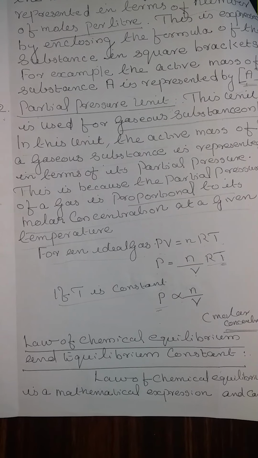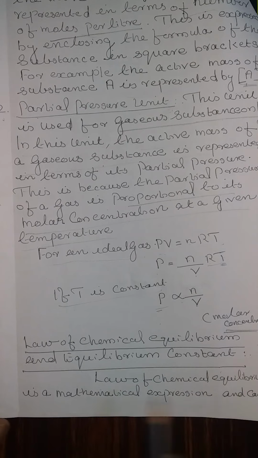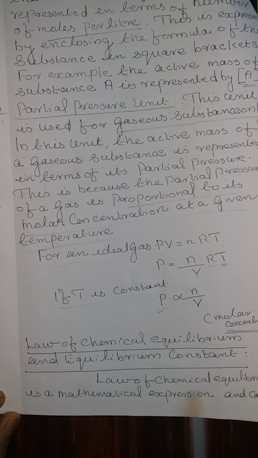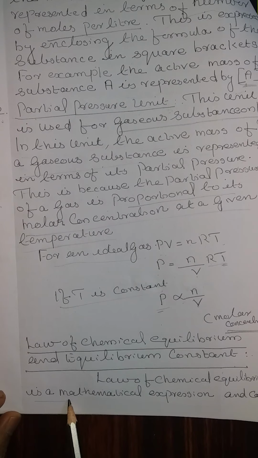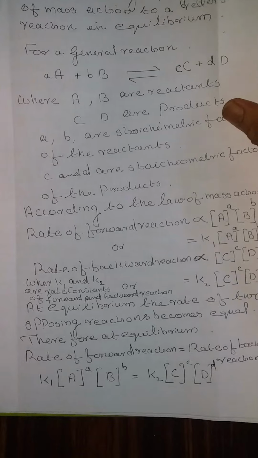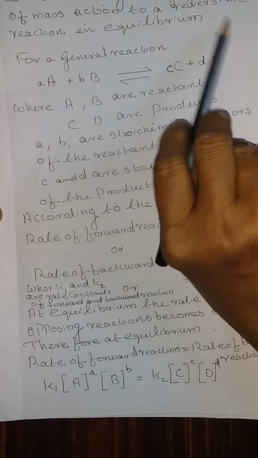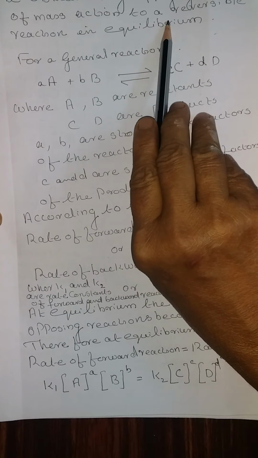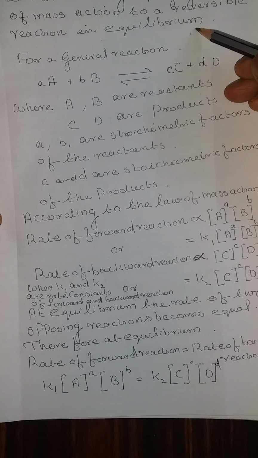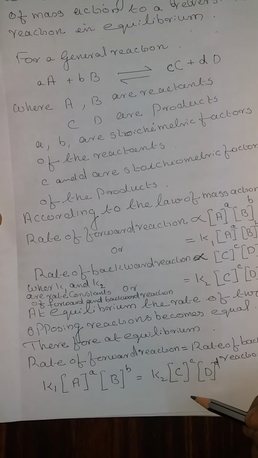Law of chemical equilibrium and equilibrium constant. Law of chemical equilibrium is the mathematical expression and can be obtained by applying law of mass action to a reversible reaction in equilibrium. That means we are going to derive an equation.